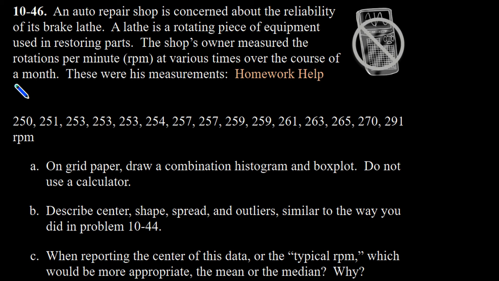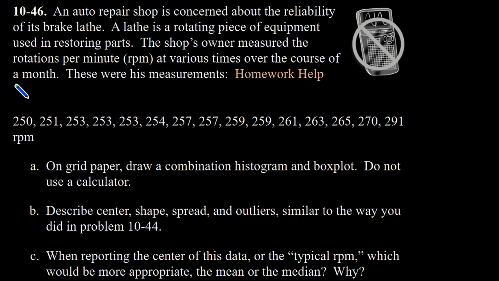An auto repair shop is concerned about the reliability of its brake lathe. A lathe is a rotating piece of equipment used in restoring parts. The shop's owner measured rotations per minute (RPM) at various times over the course of a month, and these were his measurements.